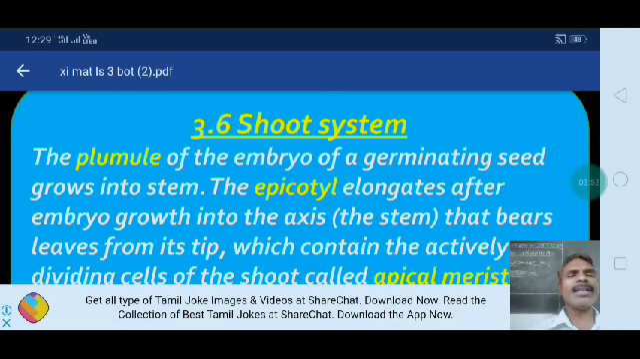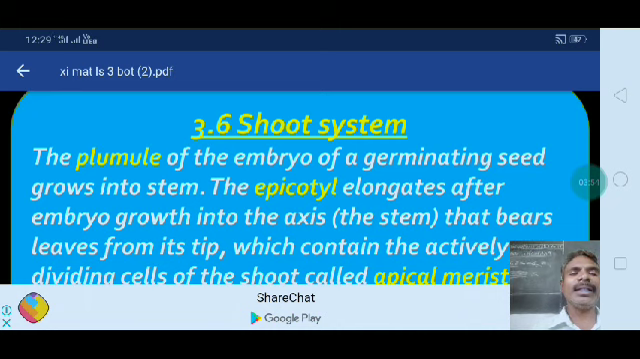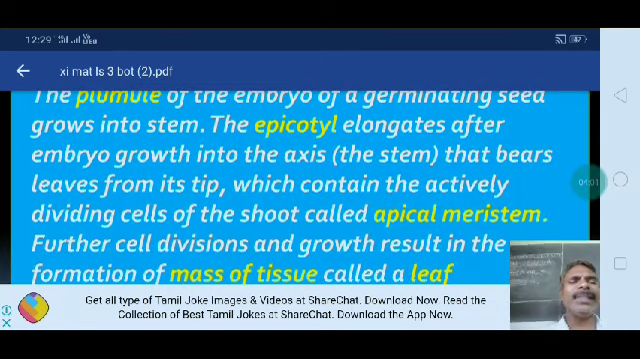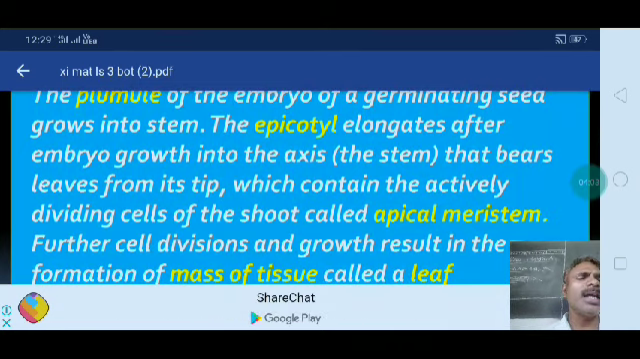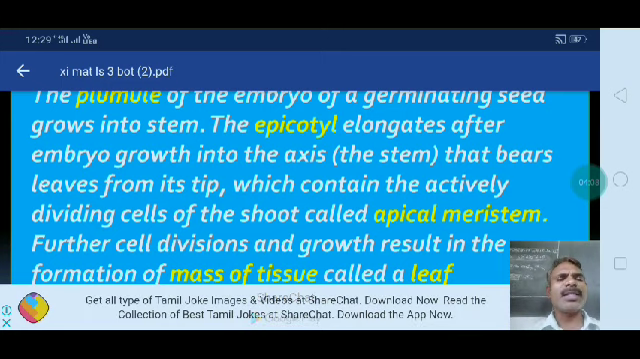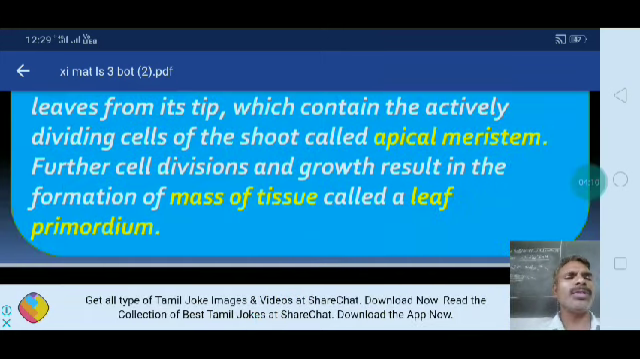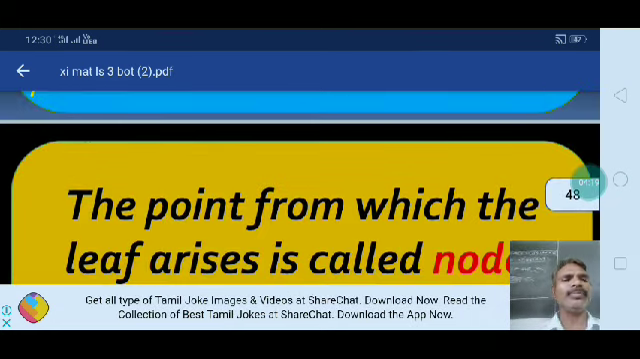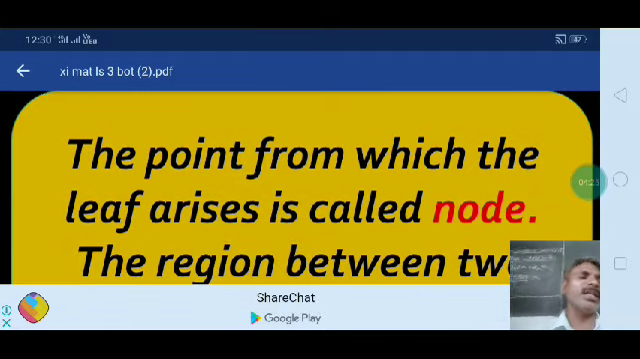The epicotyl elongates after embryo growth into an axis, the stem that bears leaves from its tip, which contains actively dividing cells of the shoots called the apical meristem. Further cell division and growth result in the formation of a mass of tissue called a leaf primordium. The next one, the point from which the leaf arises, is called the node region.